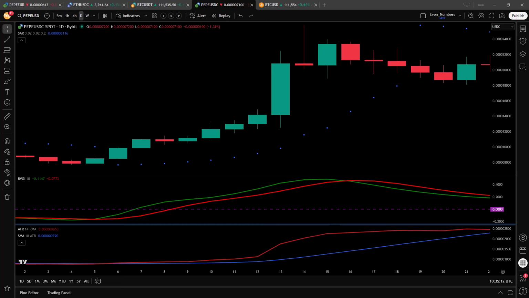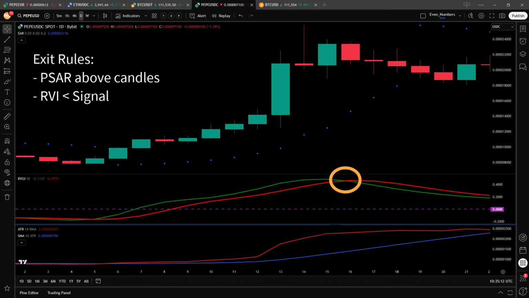Now the exit rules are equally simple and contain only two rules. Either of these may apply. Exit when the PSAR reverses and gets above the candles, this will be the first exit signal, or when the vigor index has a cross down beneath its signal line, this is another exit signal.